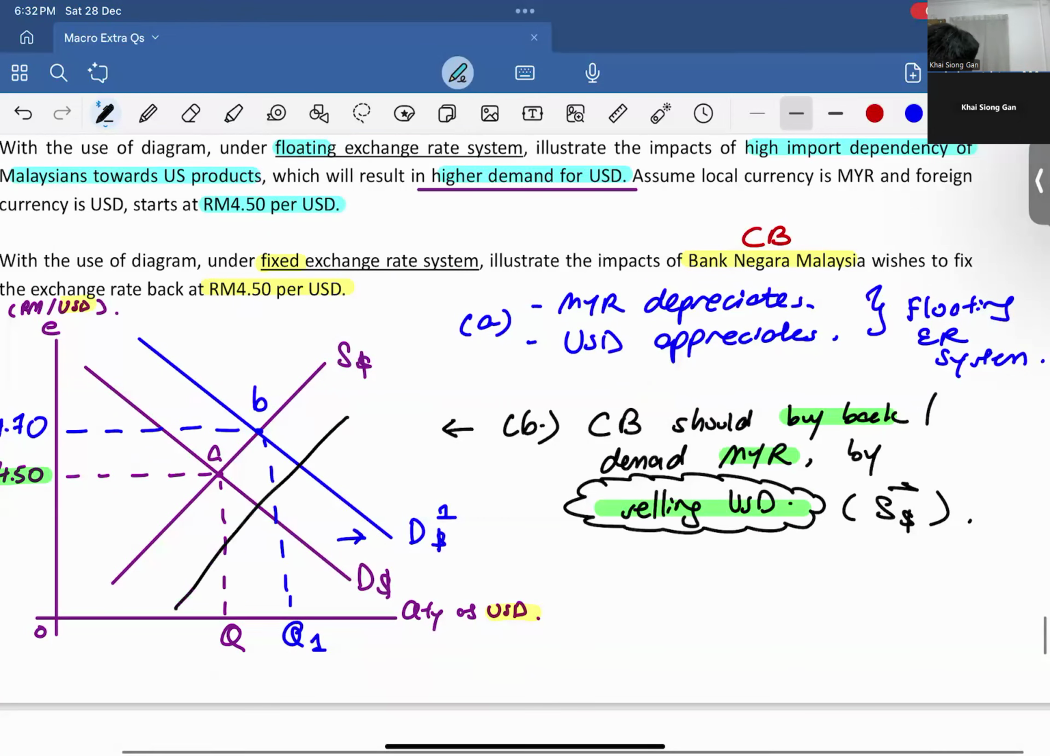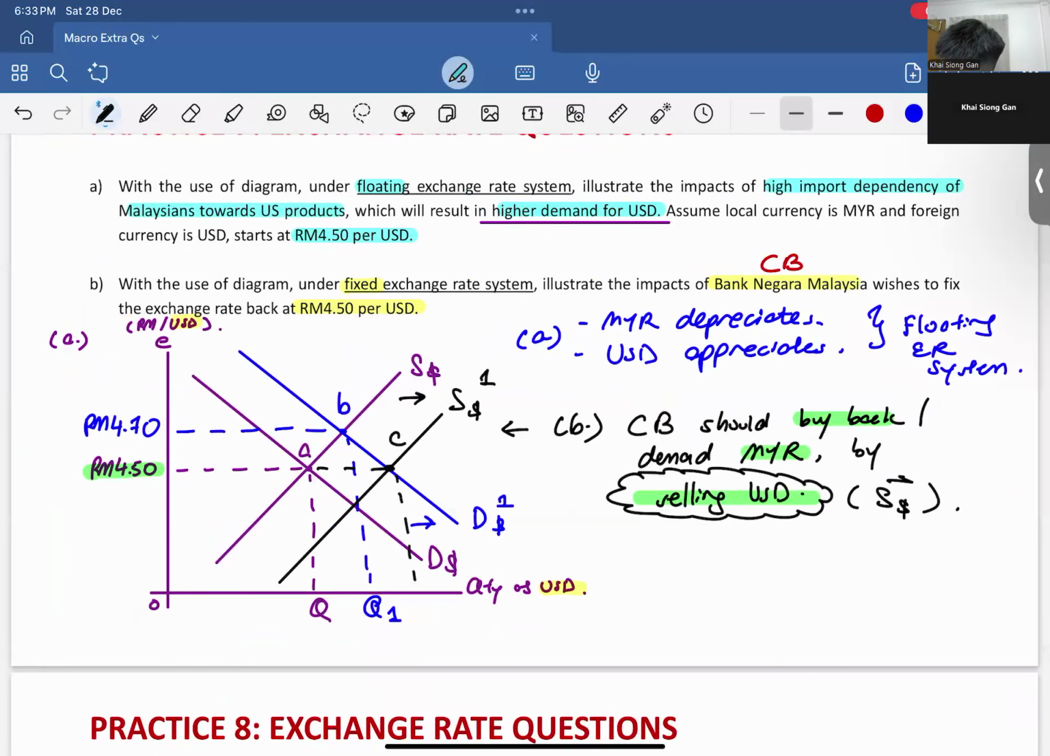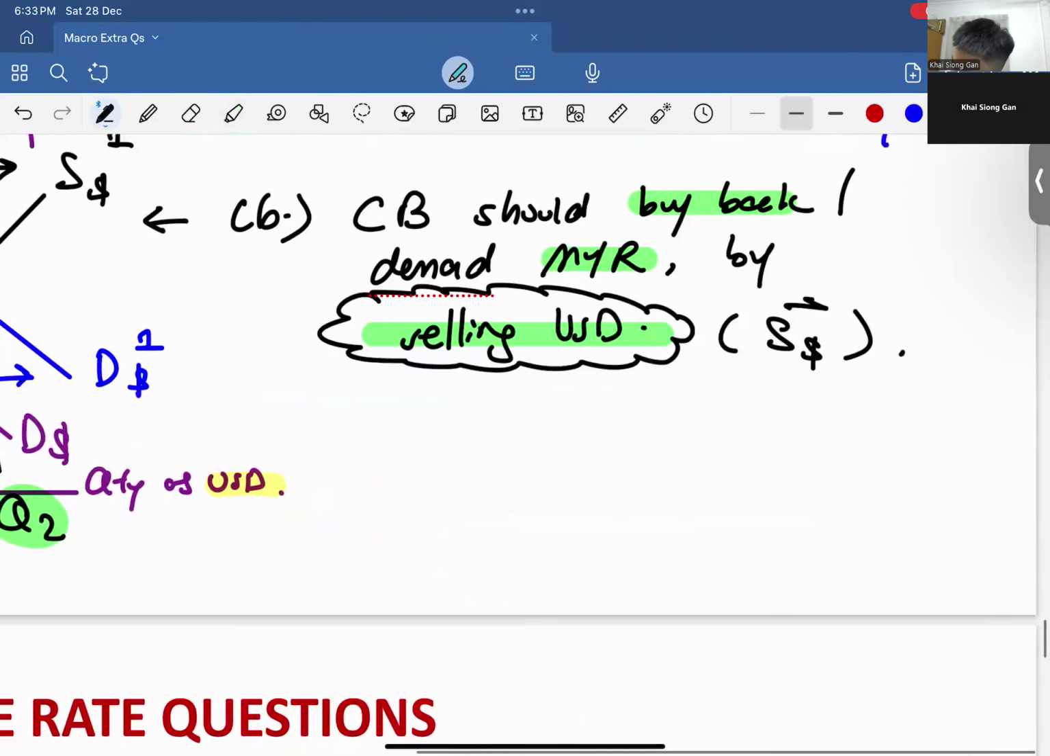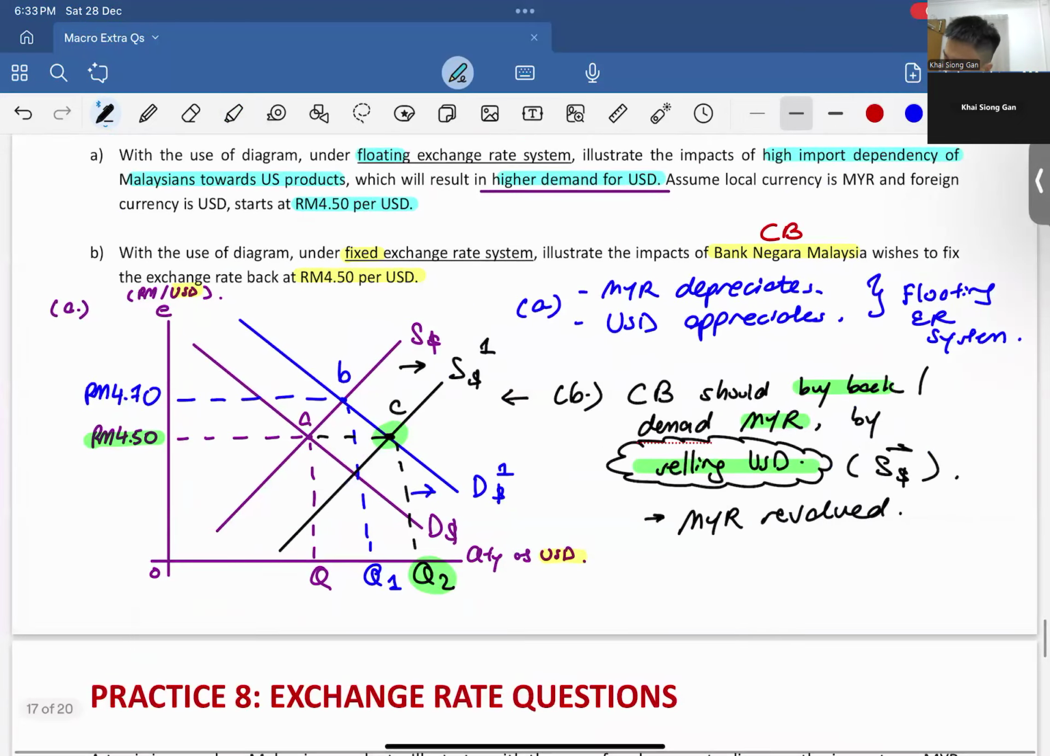So supply of the US dollars increases. So go back to the same 4 ringgit 50 cent per US dollar. What is the impact? The impact goes back to point C, the Q2 over here. So back to 4 ringgit 50 cent per US dollar. What's the outcome? Every time you must remember to talk about the outcomes. Ringgit Malaysia revalues. I will not use the word appreciate because here is under the fixed exchange rate system.